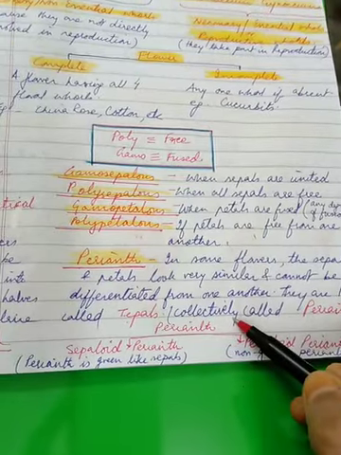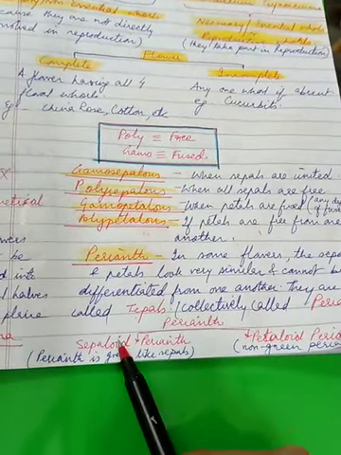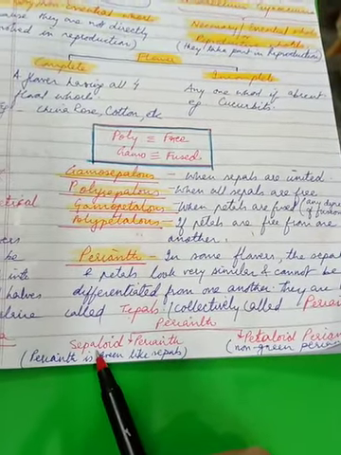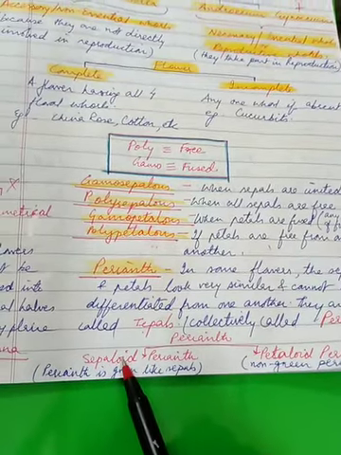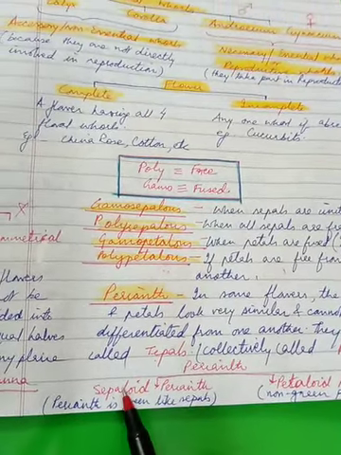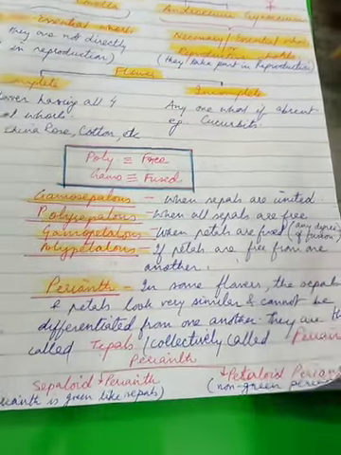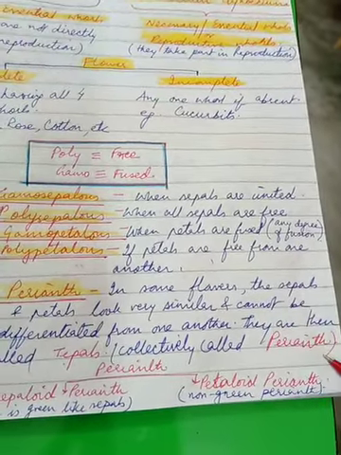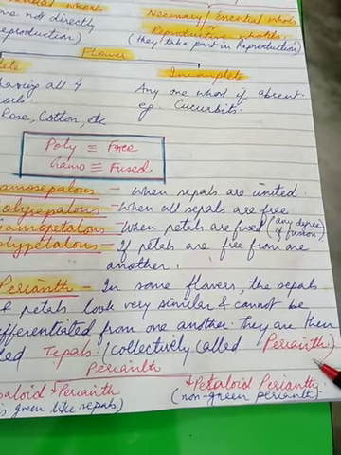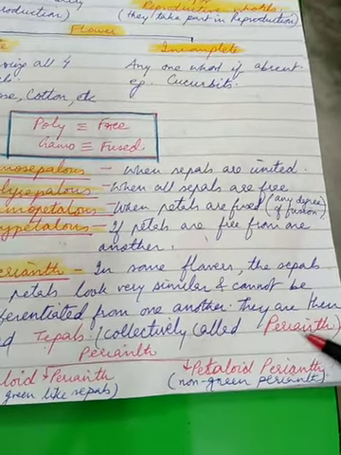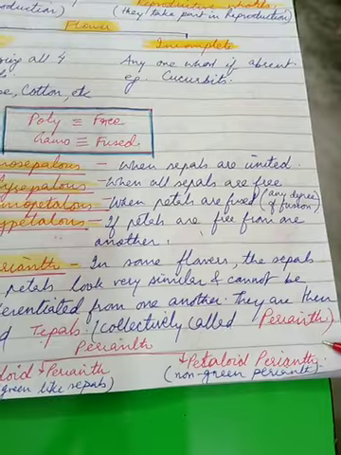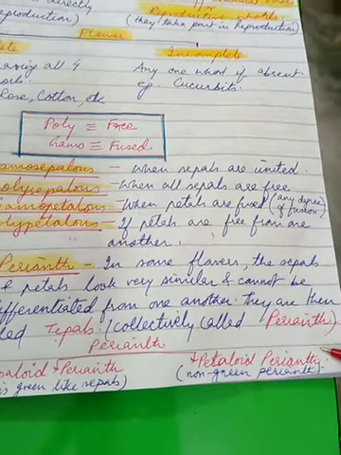So perianth, as I said, either could be all green, so resembling the sepals, right? Imagine corolla also, the petals also green. So such a perianth is called sepaloid perianth. That is, it is green like sepals. Or sometimes they all can be colored, anything but not green. So it could be any color. And in that case, they resemble the petals. So they're called petaloid perianth.